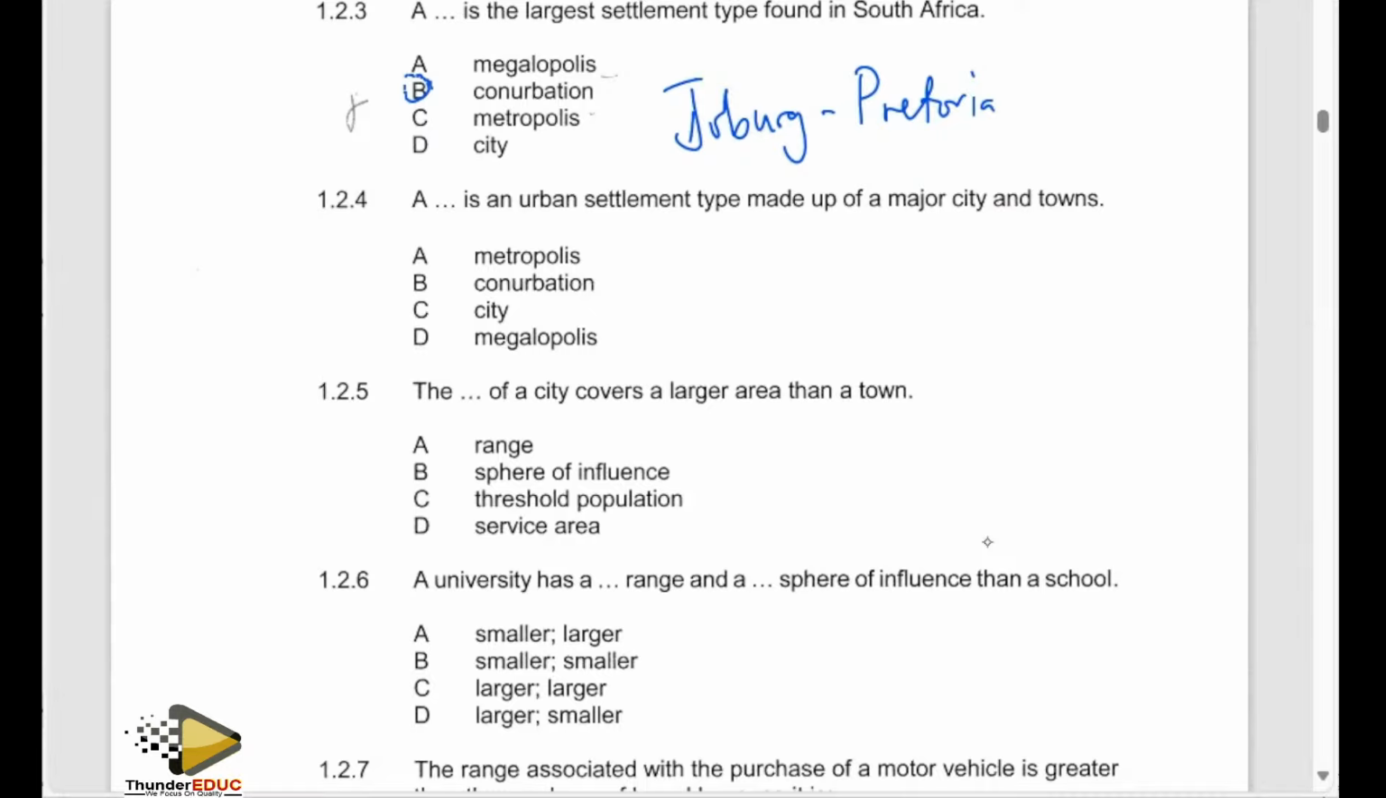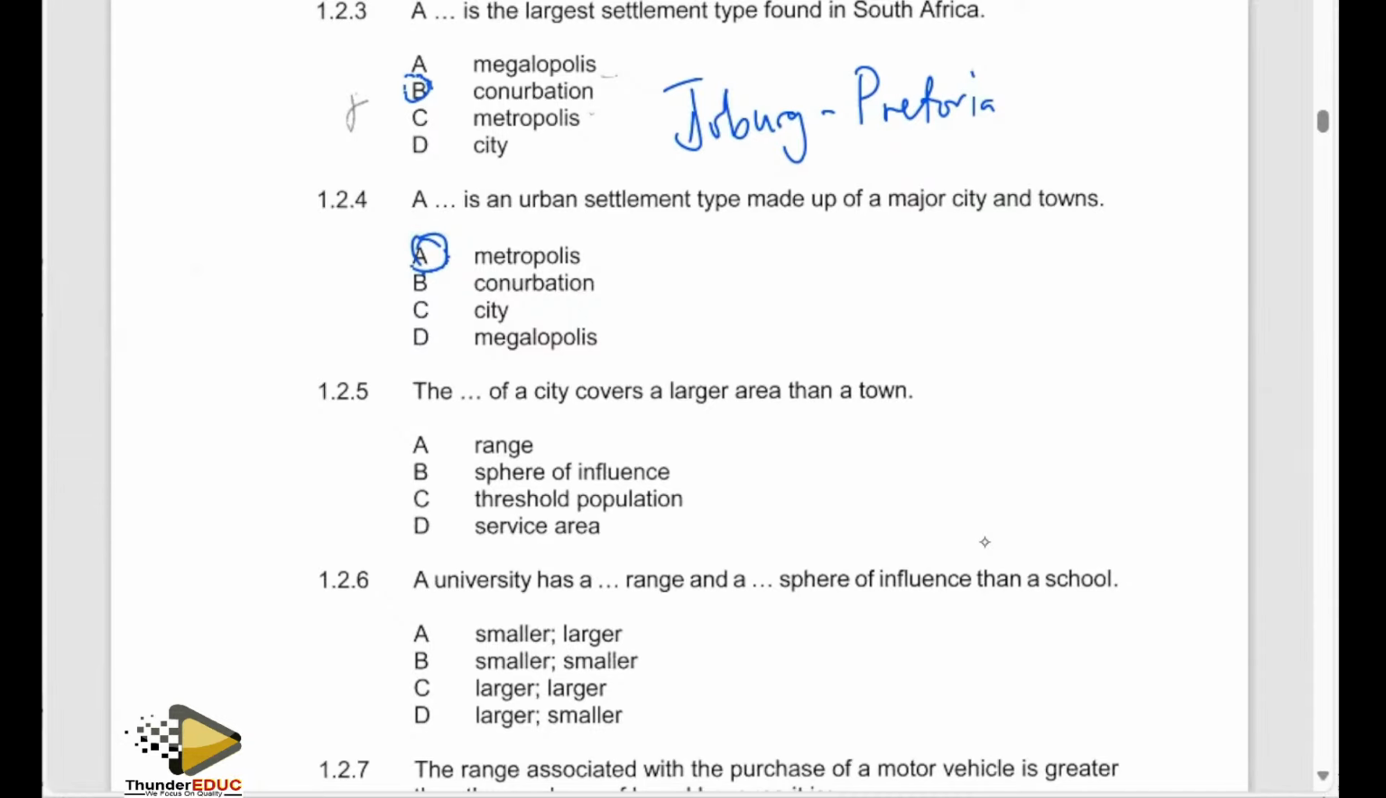Next question, number 124. The question says dash is an urban settlement type made up of a major city and towns. There's a major city and surrounding towns which are under the jurisdiction of the major city. What kind of urban settlement is that? The correct response is a metropolis, which is A. Move on to the next question.